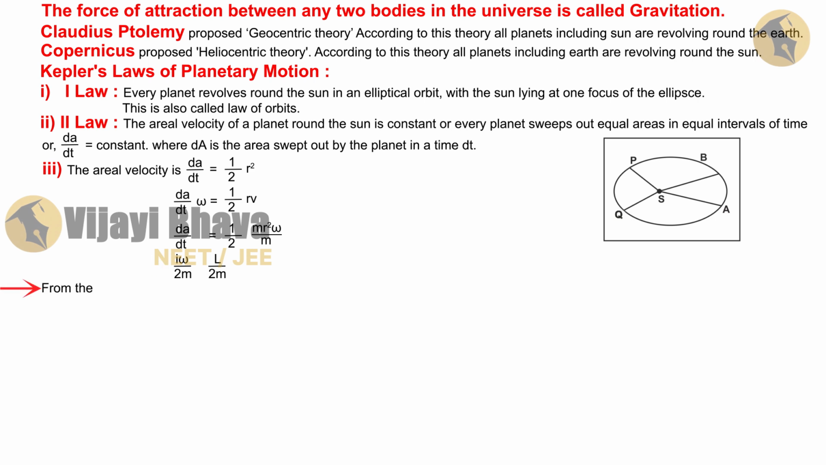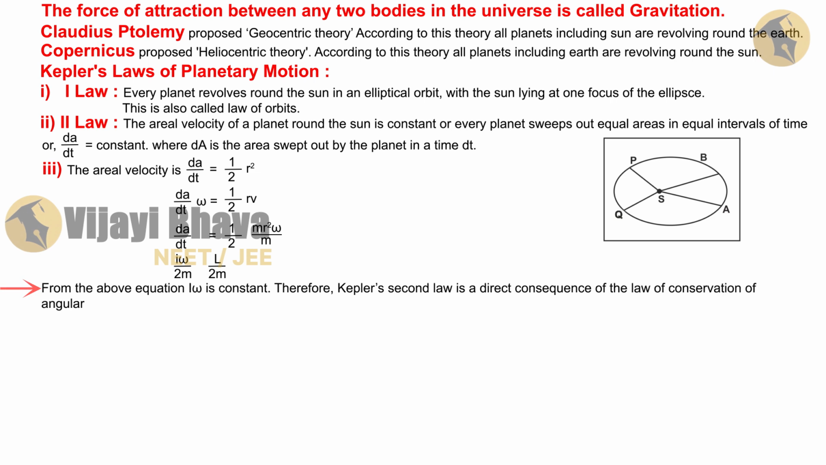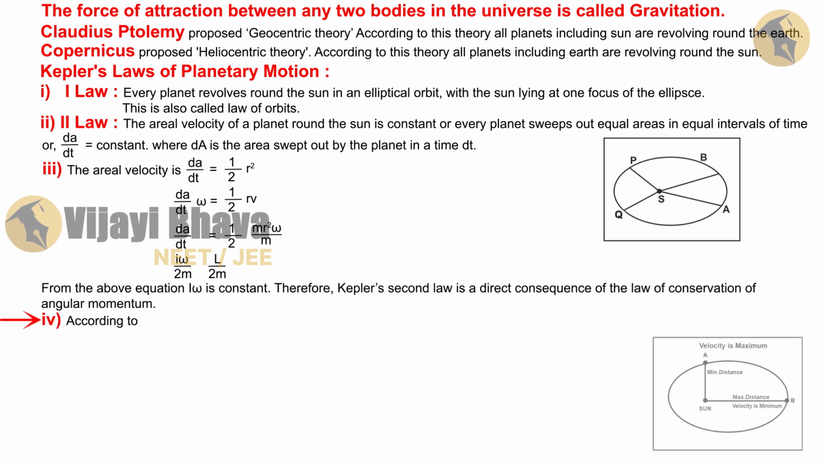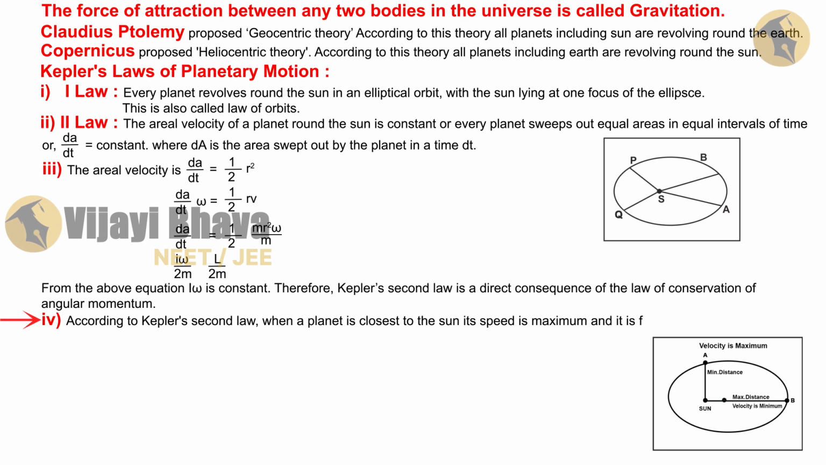From the above equation we can infer that I omega, that is the angular momentum, is constant. Therefore, Kepler's second law is a direct consequence of the law of conservation of angular momentum. According to Kepler's second law, when a planet is close to the sun, its speed is maximum, and when it is far away from the sun, its speed is minimum.